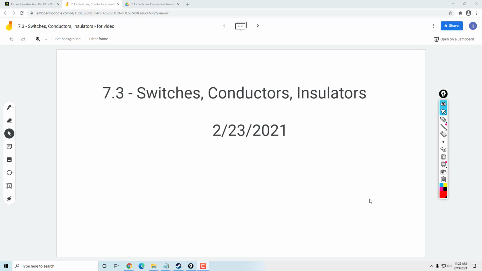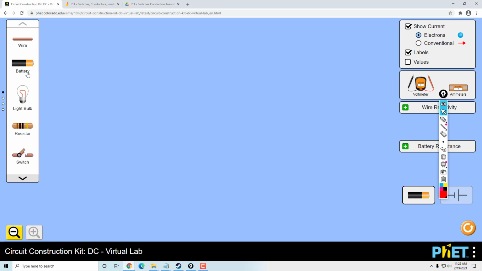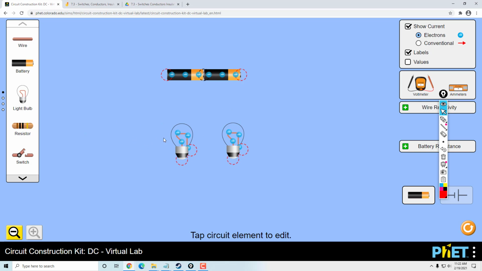7.3 Switches, Conductors, and Insulators. Let's say we built a circuit with 2 batteries and 2 light bulbs, and we want to connect them like this. The light bulbs are in a row.